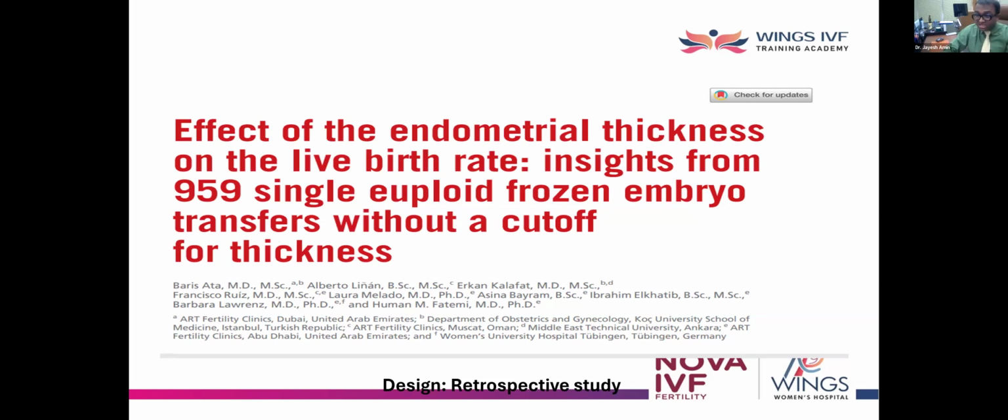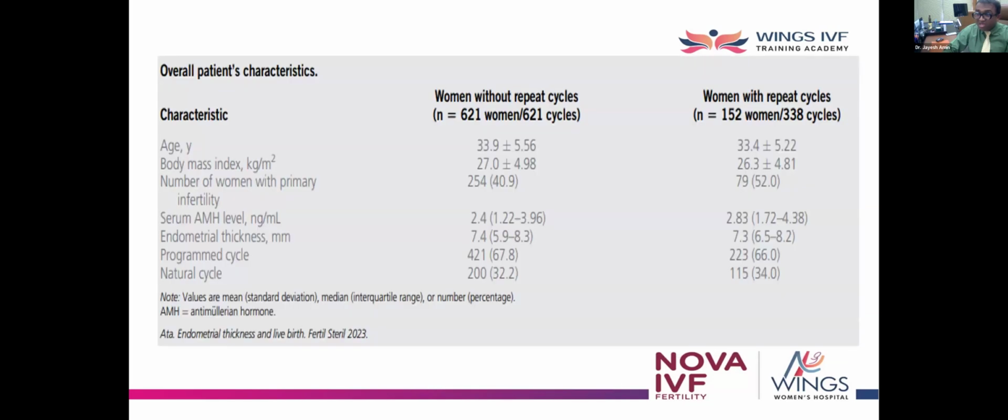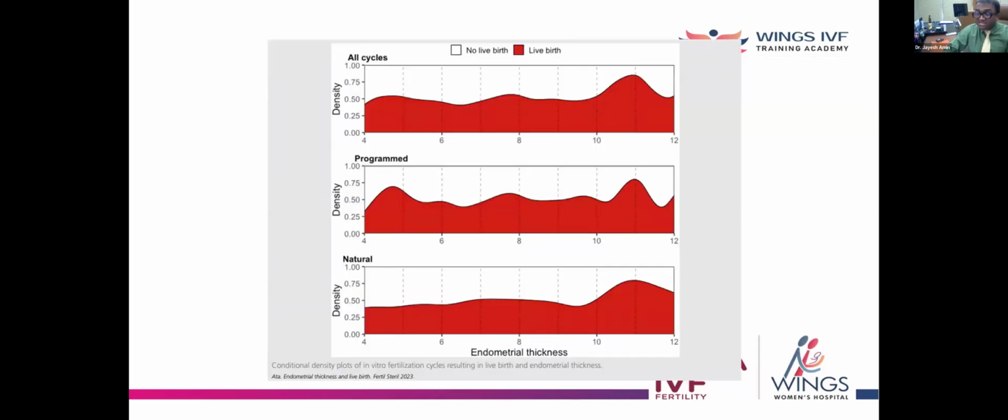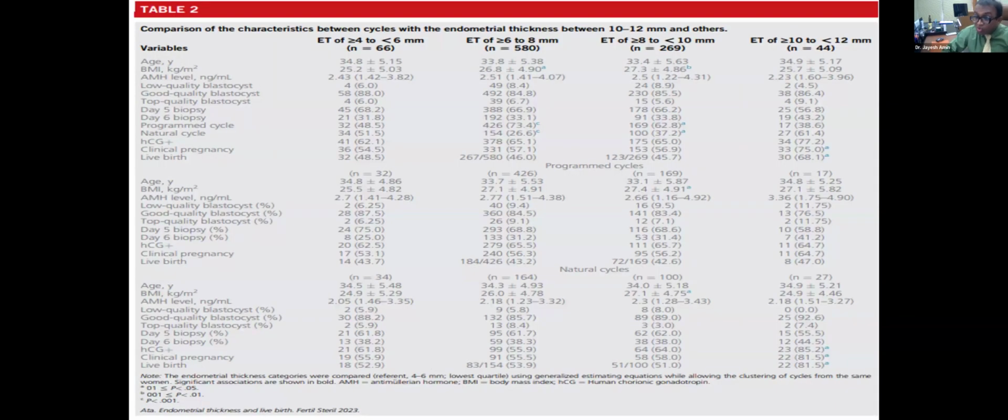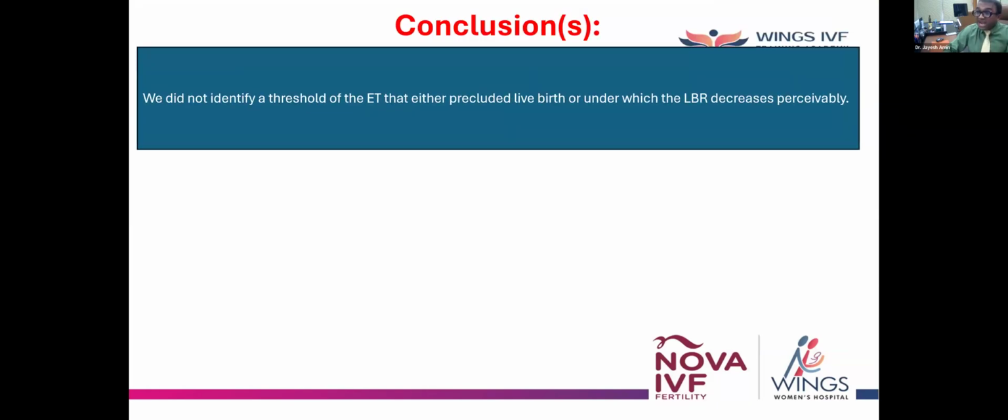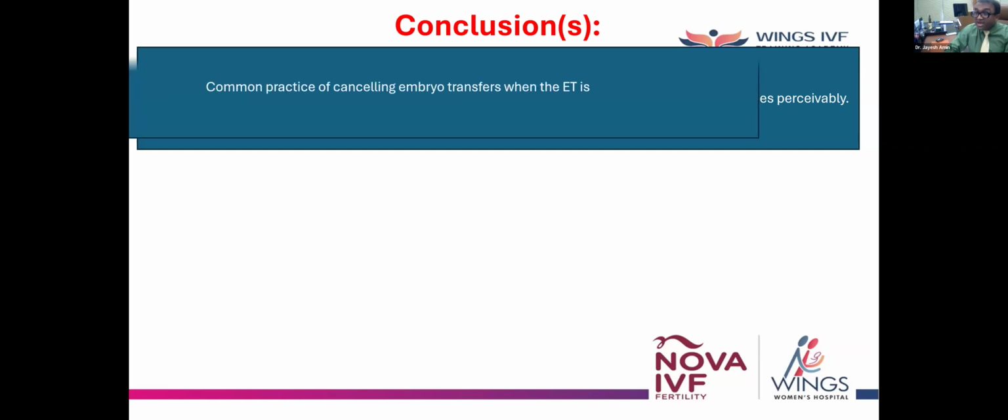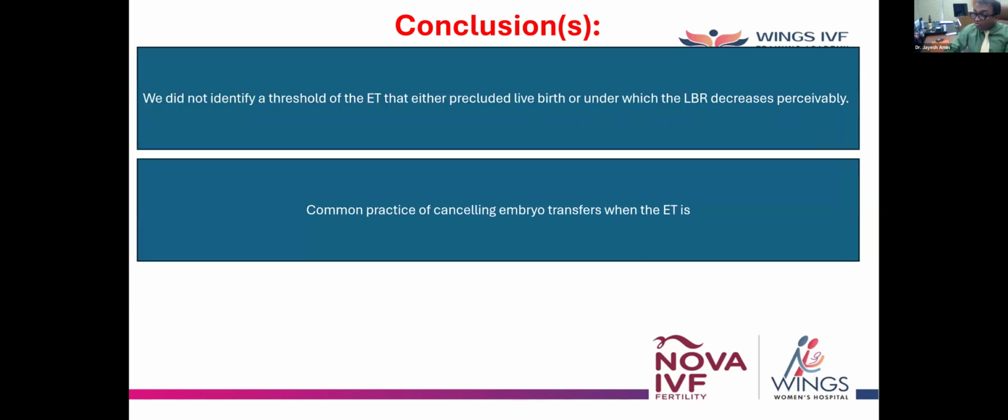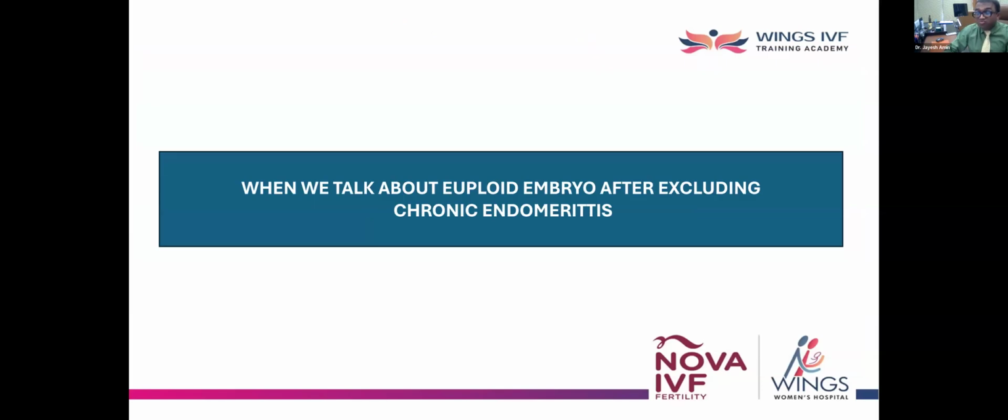Again, there is a beautiful study on genetically euploid embryo transfer in the thin endometrium, in different varieties of endometrium, maybe less than 7 mm, 6 to 7 mm, 5 to 6 mm, and looking at different protocols also. They say that the pregnancy rate is the same. Now, the conclusion is that we did not identify a threshold of endometrial thickness below which live birth is precluded. The common practice of cancelling embryo transfers when the endometrial thickness is low is what this is about.